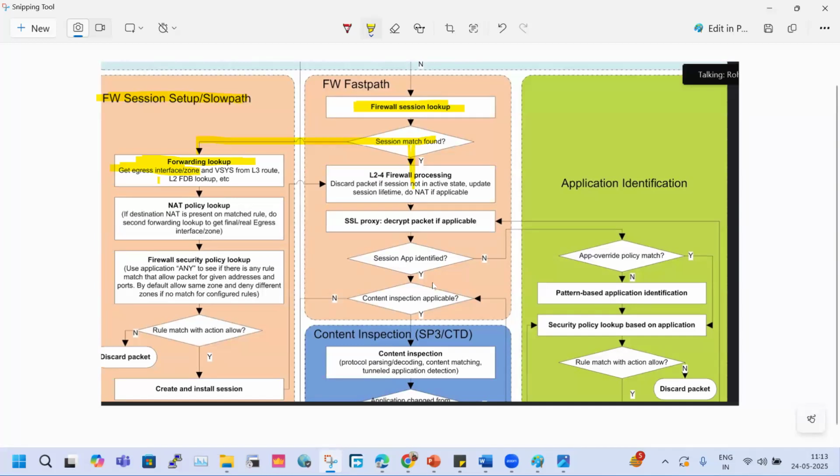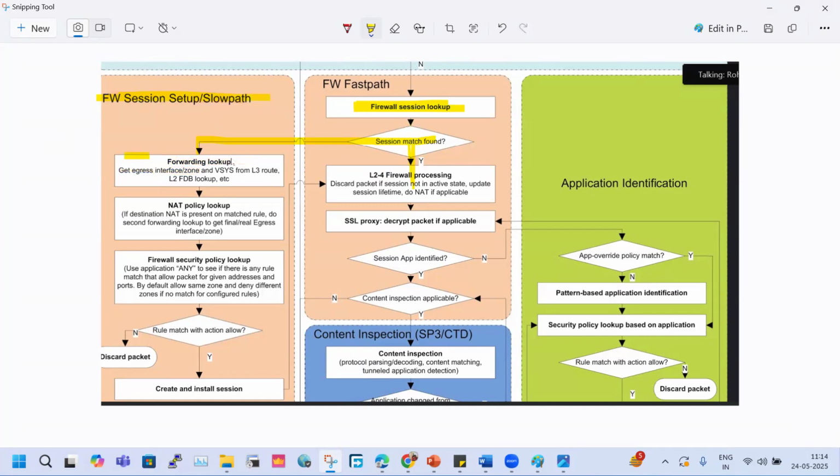Okay, so guys, here we were discussing the slow path. Once your connection is received by the firewall and it doesn't have any existing connection for that particular source and destination, it will check the session in the firewall. If no session is found for that source and destination, it will go for the slow path.